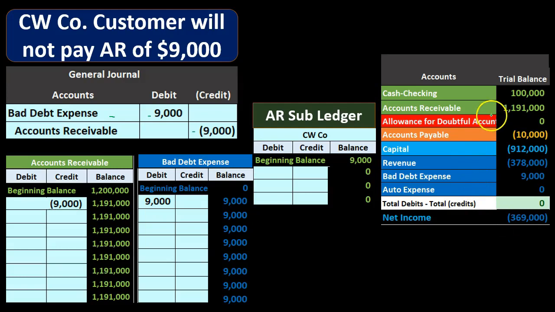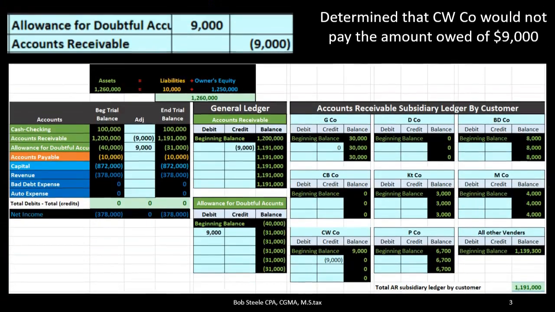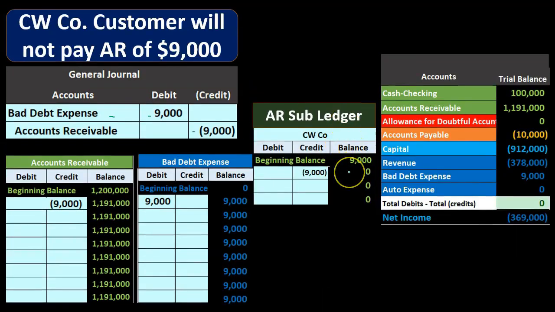We also want to see the information that would back up the accounts receivable. That would be on the accounts receivable subsidiary ledger. Here's the CW company owing us $9,000. We're writing that off, bringing the balance down to zero after we write this off. So now it's down to zero. That would be owed to us there. And remember that the subsidiary ledger would include all people and companies that owe us money. If we added them up, it would tie out to what is on the trial balance as well as what is on the general ledger.